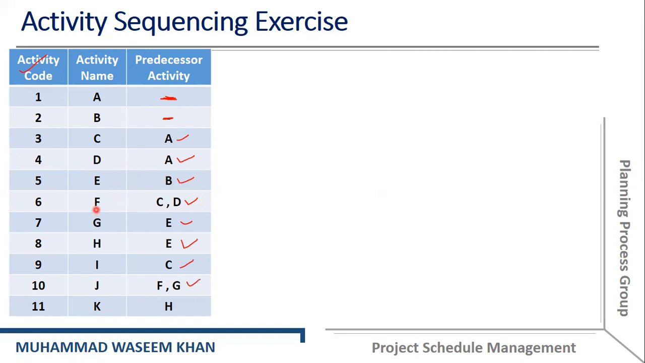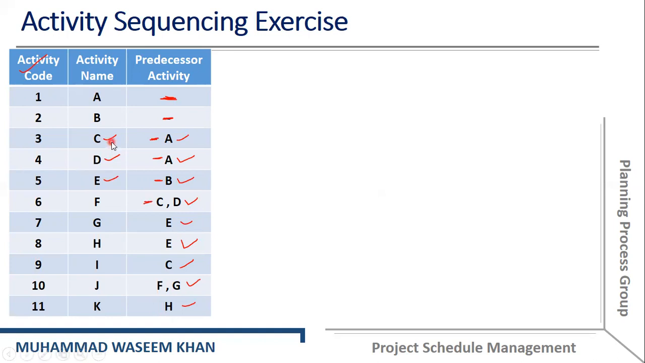Similarly, activity F depends on C and D. Activity G depends on E. Activity H depends on E. Activity I depends on C. Activity J depends on F and G, and activity K depends on activity H.